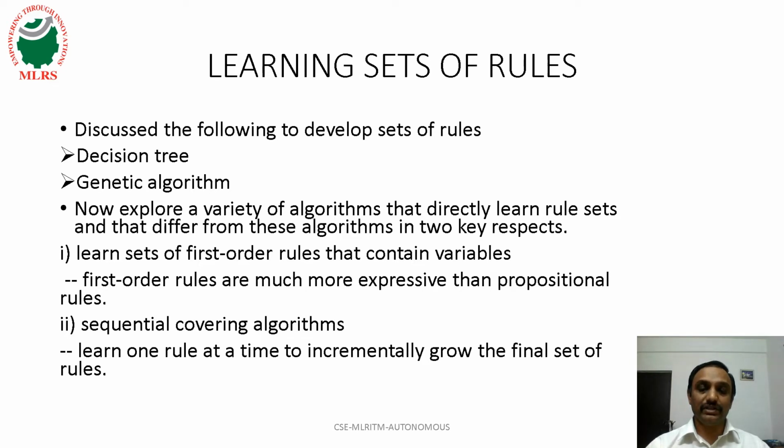Previously, we have taken decision trees and genetic algorithms. In the case of a decision tree, for each leaf node, one rule is represented. In the case of genetic algorithms, we encode each rule set as a bit string and use genetic search operators to explore the hypothesis space.